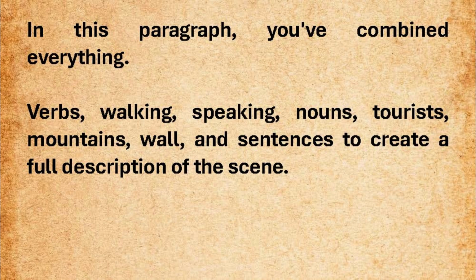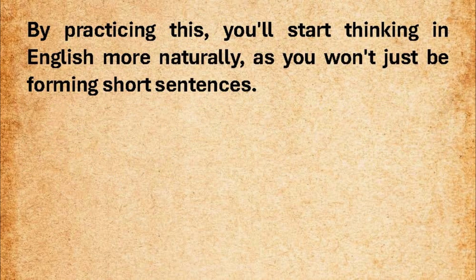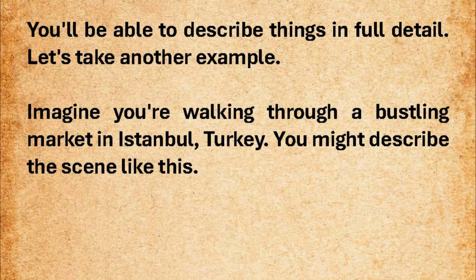In this paragraph, you've combined everything. Verbs: walking, speaking. Nouns: tourists, mountains, wall. And sentences to create a full description of the scene. By practicing this, you'll start thinking in English more naturally, as you won't just be forming short sentences. You'll be able to describe things in full detail.